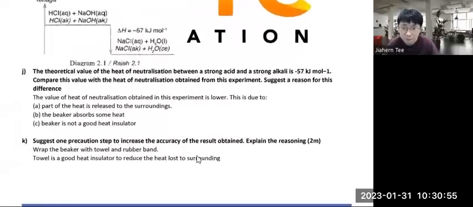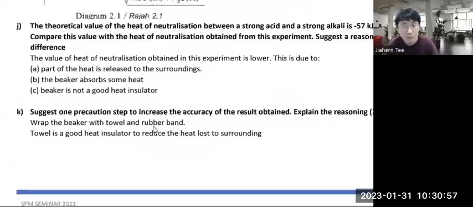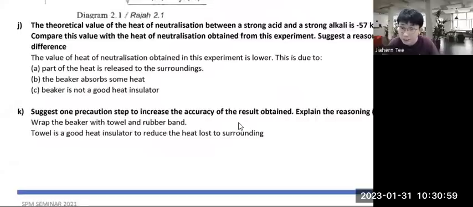Then sometimes they ask you to suggest a precaution step to increase accuracy. You see, wrap the beaker with towel and rubber band, the one that you all have in your list. Why? Because towel, or maybe your cloth, is a good heat insulator that can reduce heat loss to the surroundings. These are the ways to increase your accuracy for your heat of neutralization.